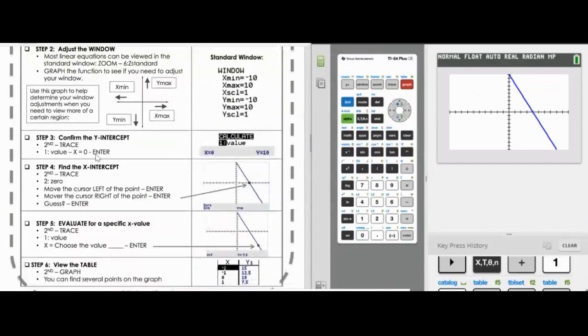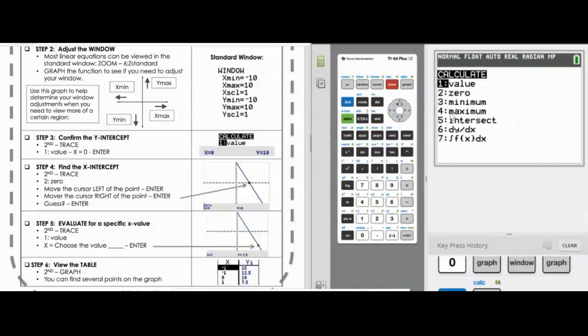In step 3, we're going to confirm the y-intercept. We've learned in previous lessons that we can find the y-intercept when x is equal to 0. So in the calculator, we're going to use a function that is found right above the trace button. You can access it by doing second trace. This is the calculate menu. Since we want to enter a value for x, we're going to choose option number 1.